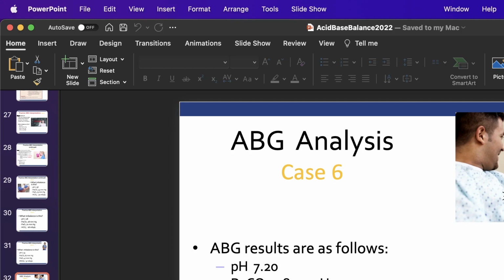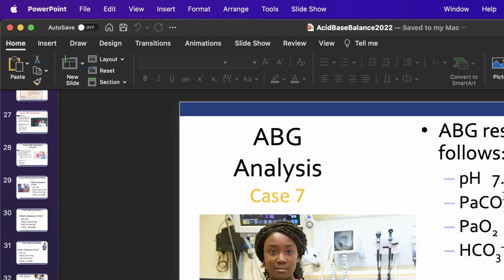Case study number 7. So this one, we have a pH of 7.39. Within normal limits, good. Our PaCO2 is 38. Normal. Our PaO2 is 44. Not good. And then our bicarb is 24, so that's within normal limits.